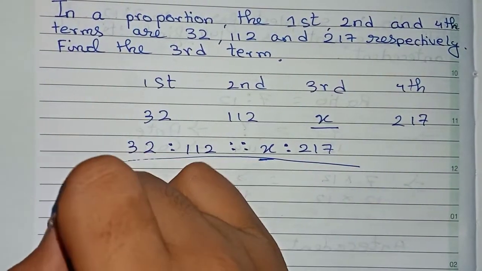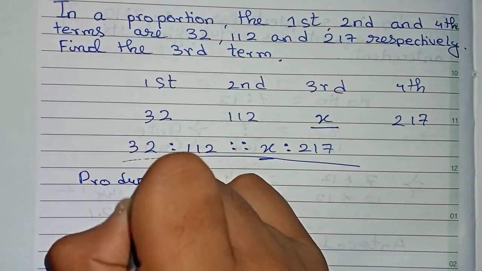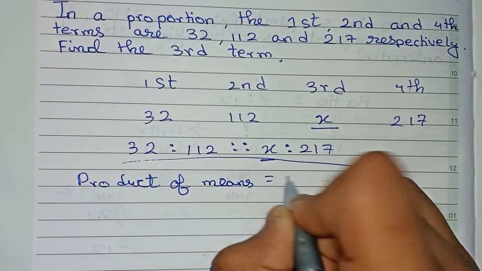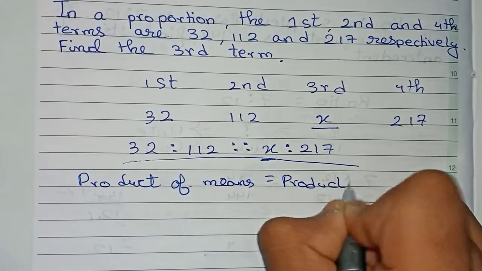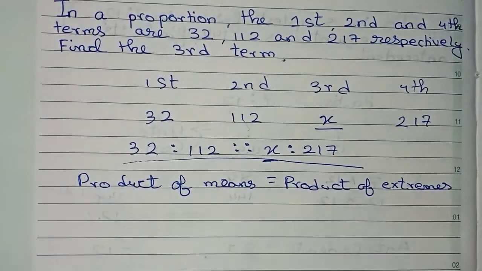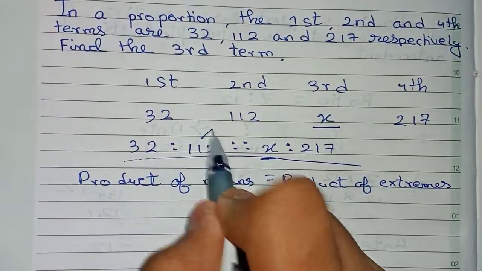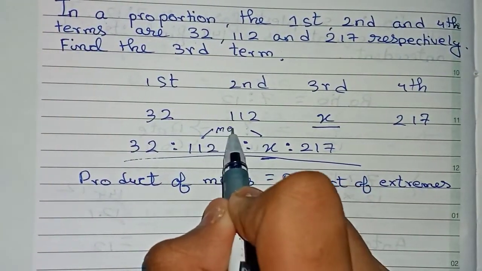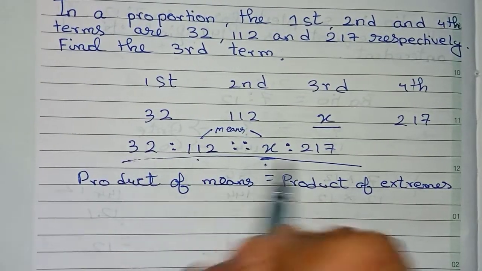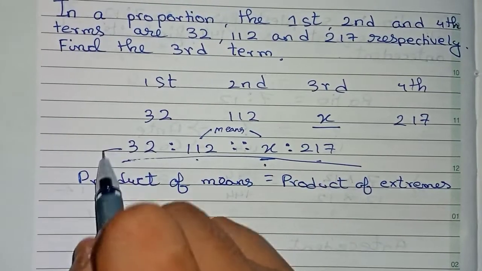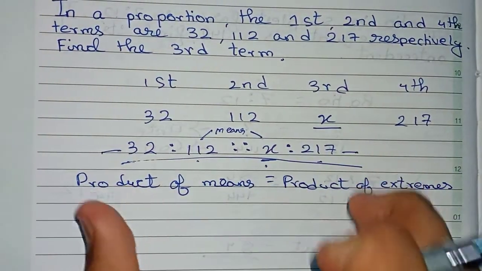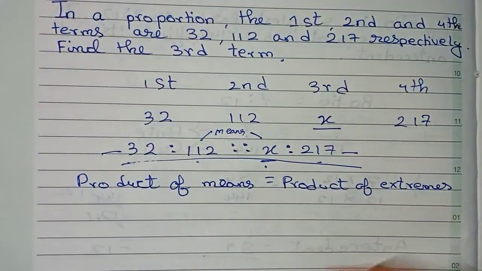For this I write that the product of means will equal the product of extremes. The second term and the third term are known as means, and the first term and the fourth term, the last two terms, are known as the extremes. That means their product will be equal.